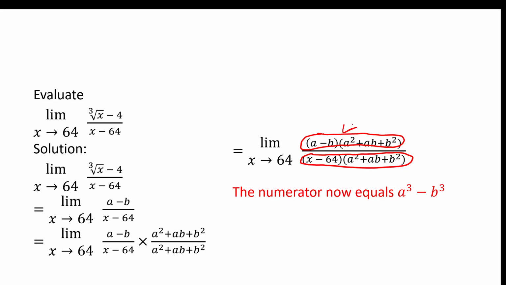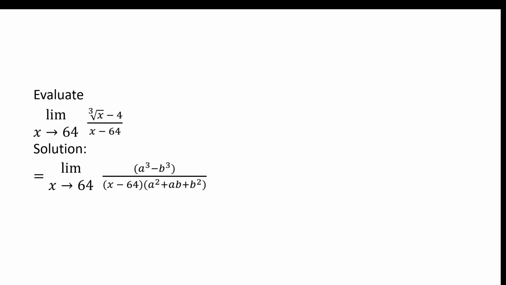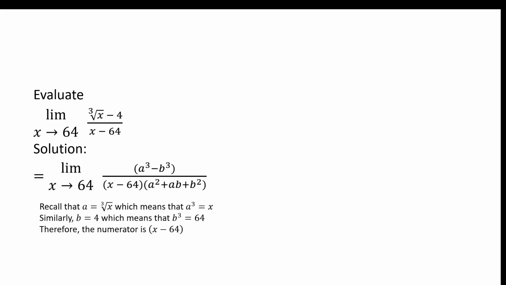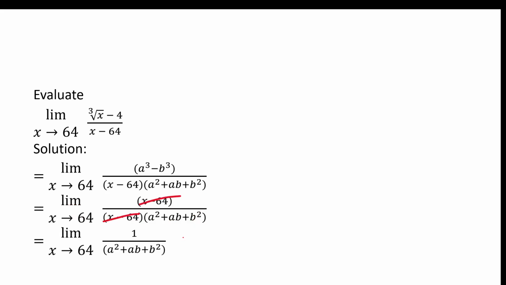And we recognize, hey, that top, that's exactly the same as a cubed minus b cubed. Okay, so we can put that down there. And now what we recall is that a is the cube root of x. So if a is the cube root of x, then a cubed is x. And if b is 4, then b cubed is 64. And so the numerator, instead of thinking of it as a cubed minus b cubed, let's think of it as x minus 64. We've got x minus 64 on the top and the bottom. We cross them out, and we have 1 over a squared plus ab plus b squared.